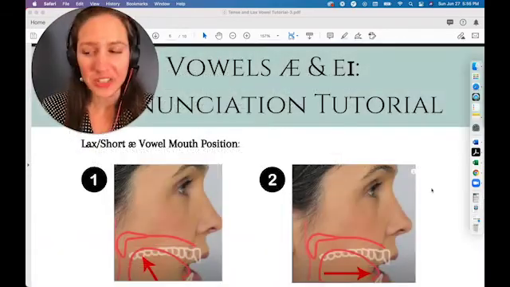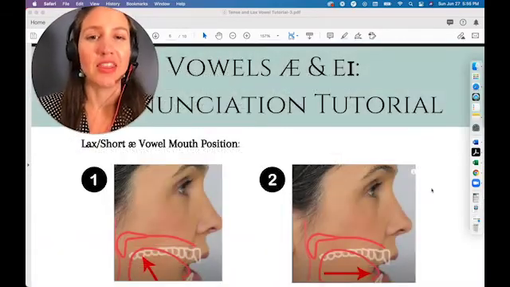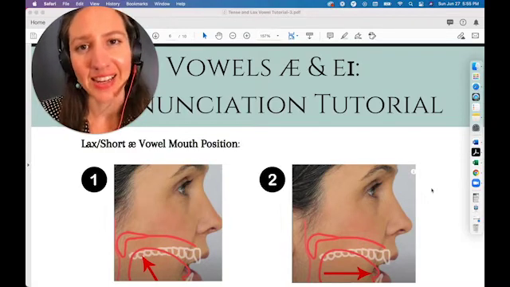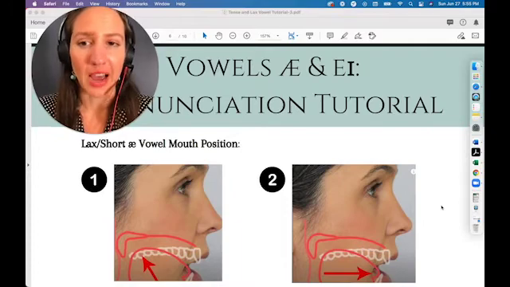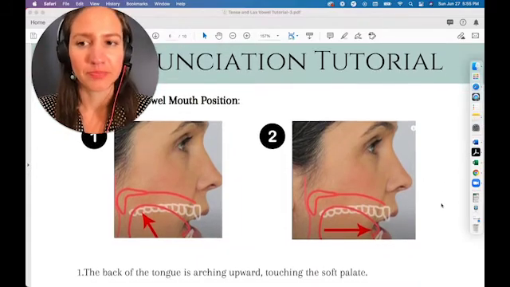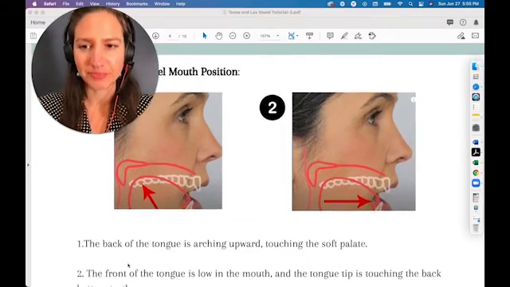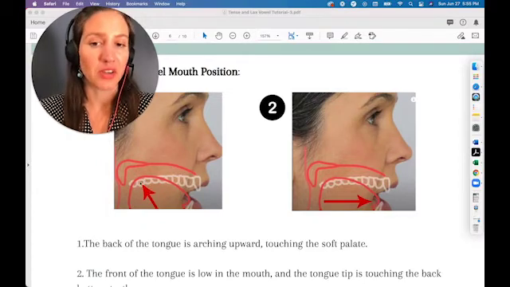We are now going to shift our attention to the a and a vowels. So let's start with the lax or short a vowel mouth position. Number 1. The back of the tongue is arching upward, touching the soft palate.